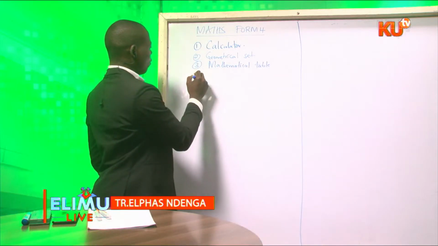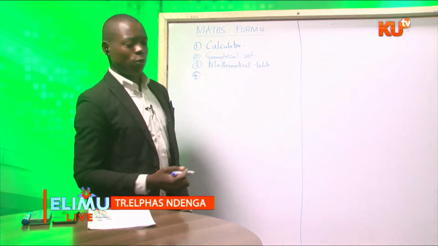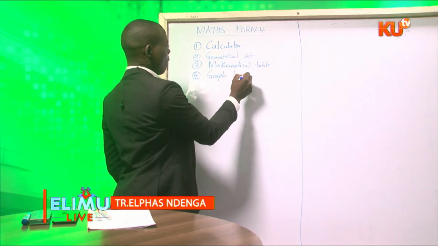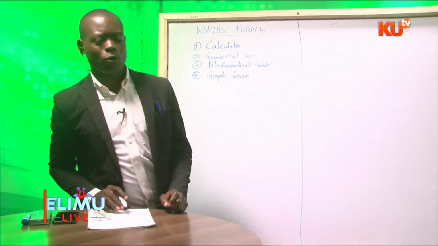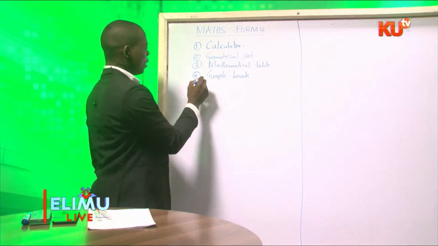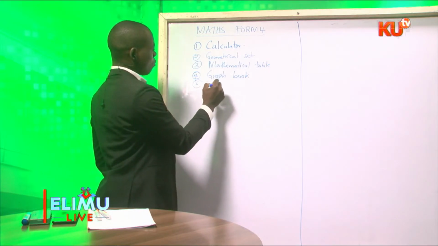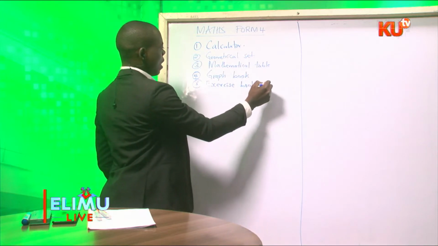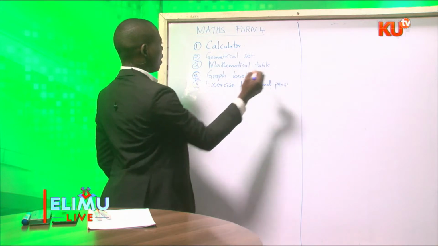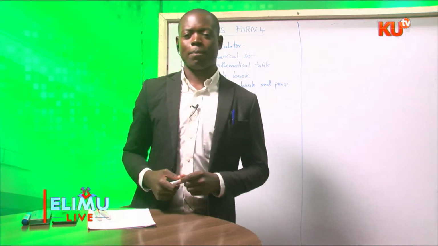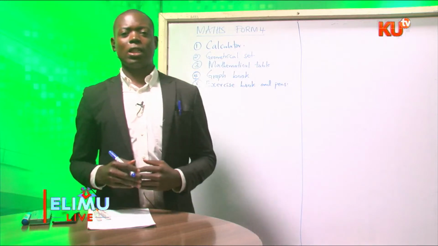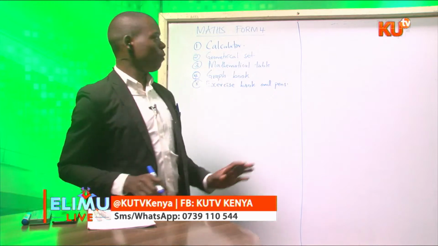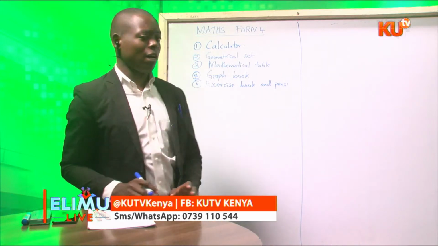And then number 4, for the case of drawing, you will need to have a graph book with you, and the basic one, which is to have your exercise book and your pens. Therefore, do not get into any preparation or into any exam for mathematics if you don't have these 5 items.